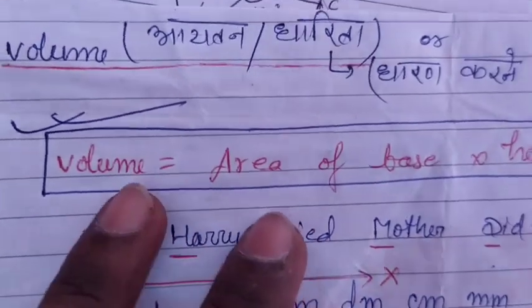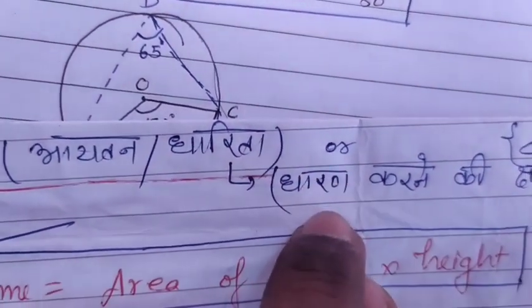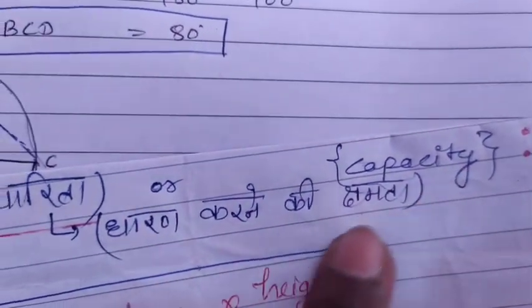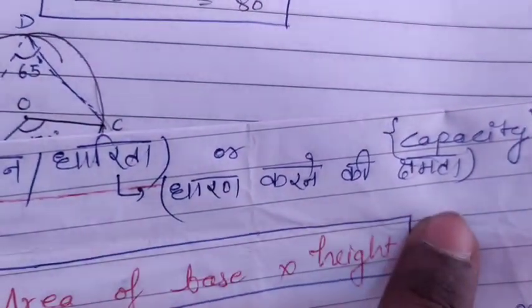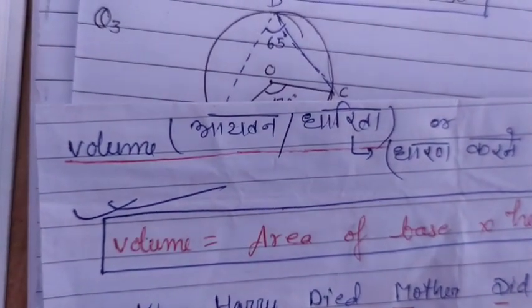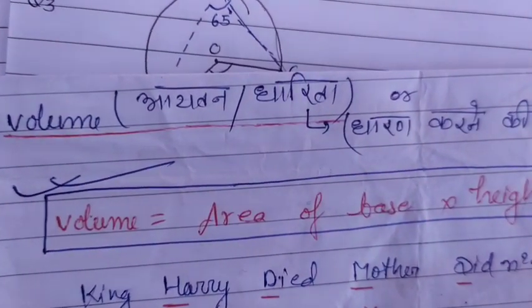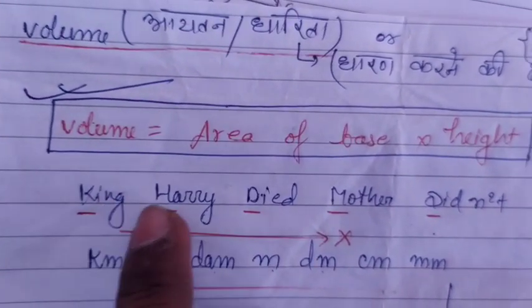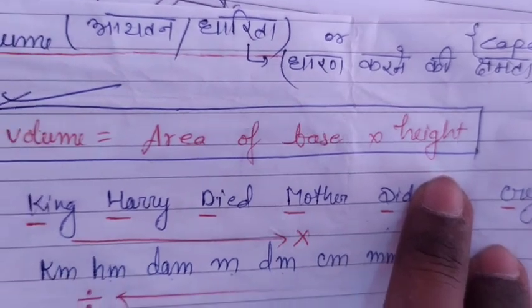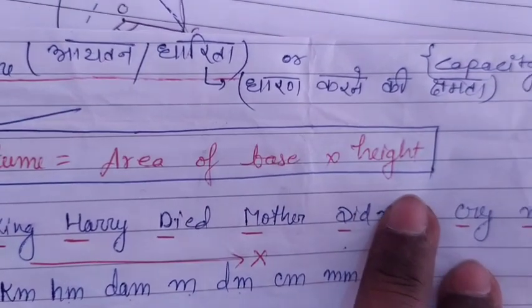So volume is nothing but it is, in Hindi we call it ayatan or dharita. Okay, or holding capacity, you can say it. Means to say धारण करने की क्षमता. Means what amount of anything can be held in a given figure. So volume is nothing but the product of area of base into height. Yeah, volume is product of area of base into height.